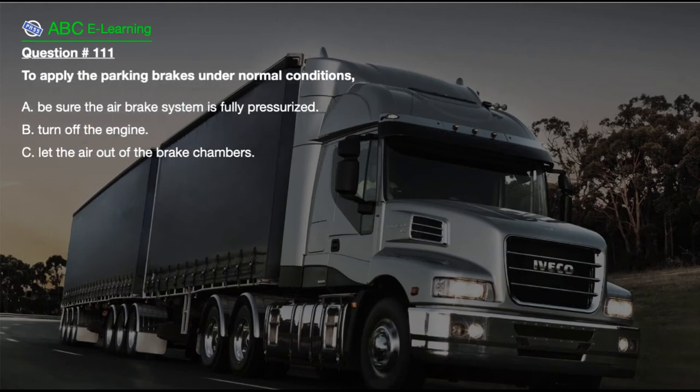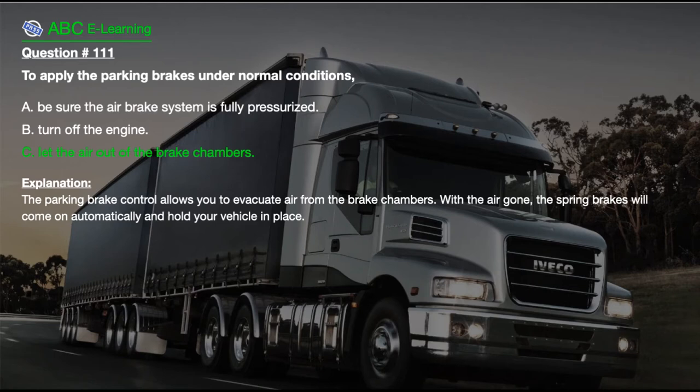Question number 111. To apply the parking brakes under normal conditions. A. Be sure the air brake system is fully pressurized. B. Turn off the engine. C. Let the air out of the brake chambers. The correct answer is C. Let the air out of the brake chambers. Explanation. The parking brake control allows you to evacuate air from the brake chambers. With the air gone, the spring brakes will come on automatically and hold your vehicle in place.